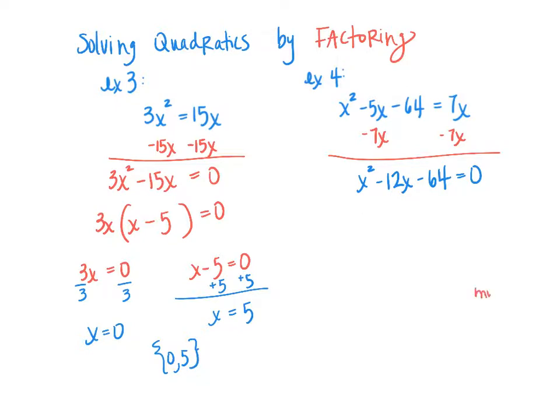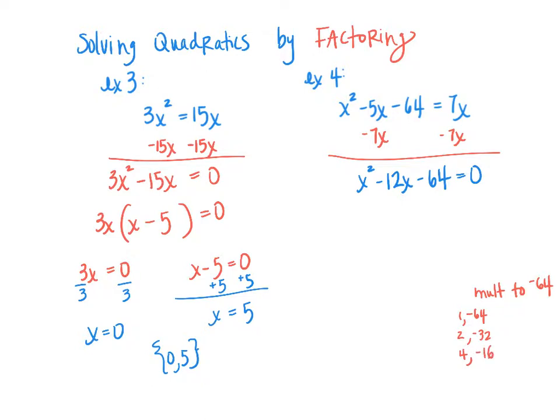Now this is clearly a little more involved because we need to look for things that multiply to c. Well, in this case, c is a negative 64. So you may have to go through your factors. 1 times negative 64, 2 times negative 32. 3 doesn't go into it. 4 goes into it. I think negative 16.